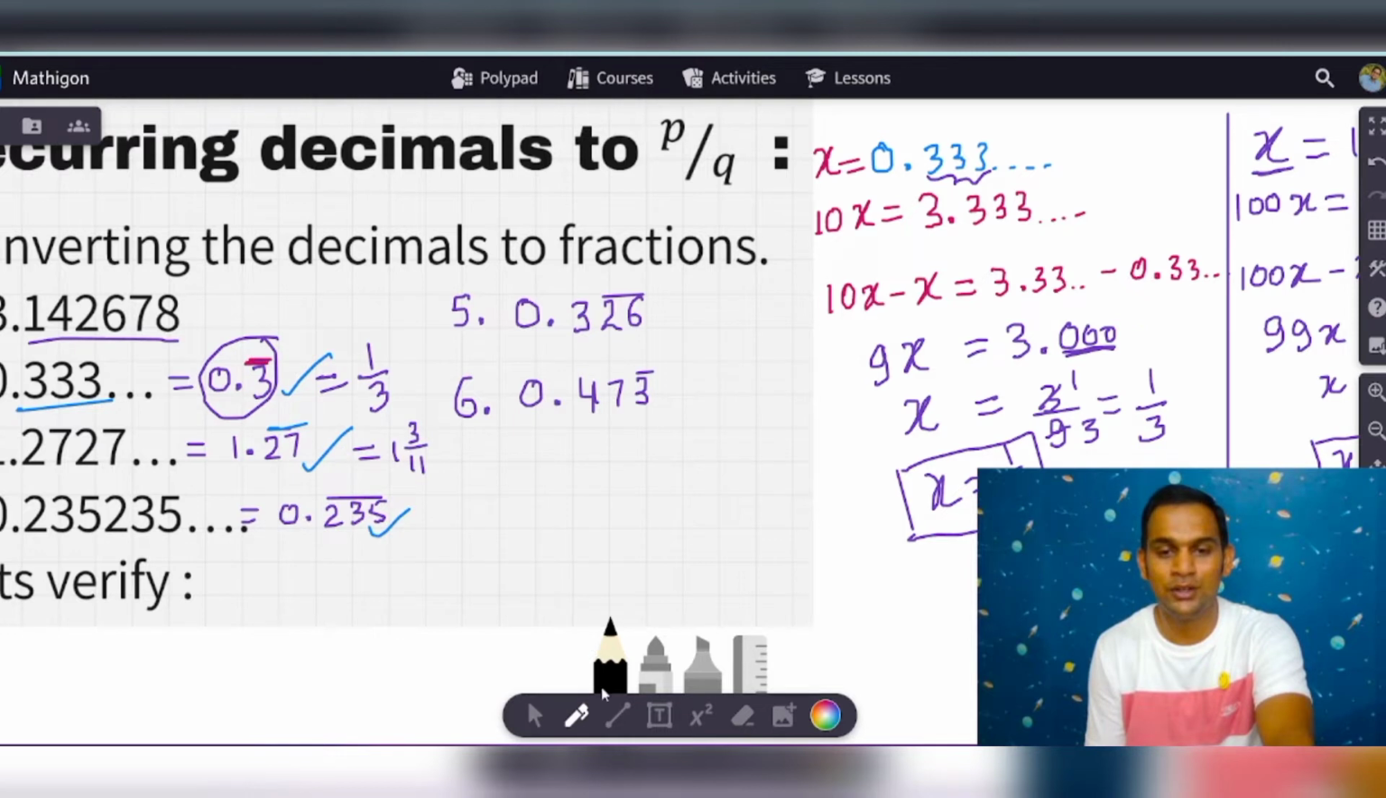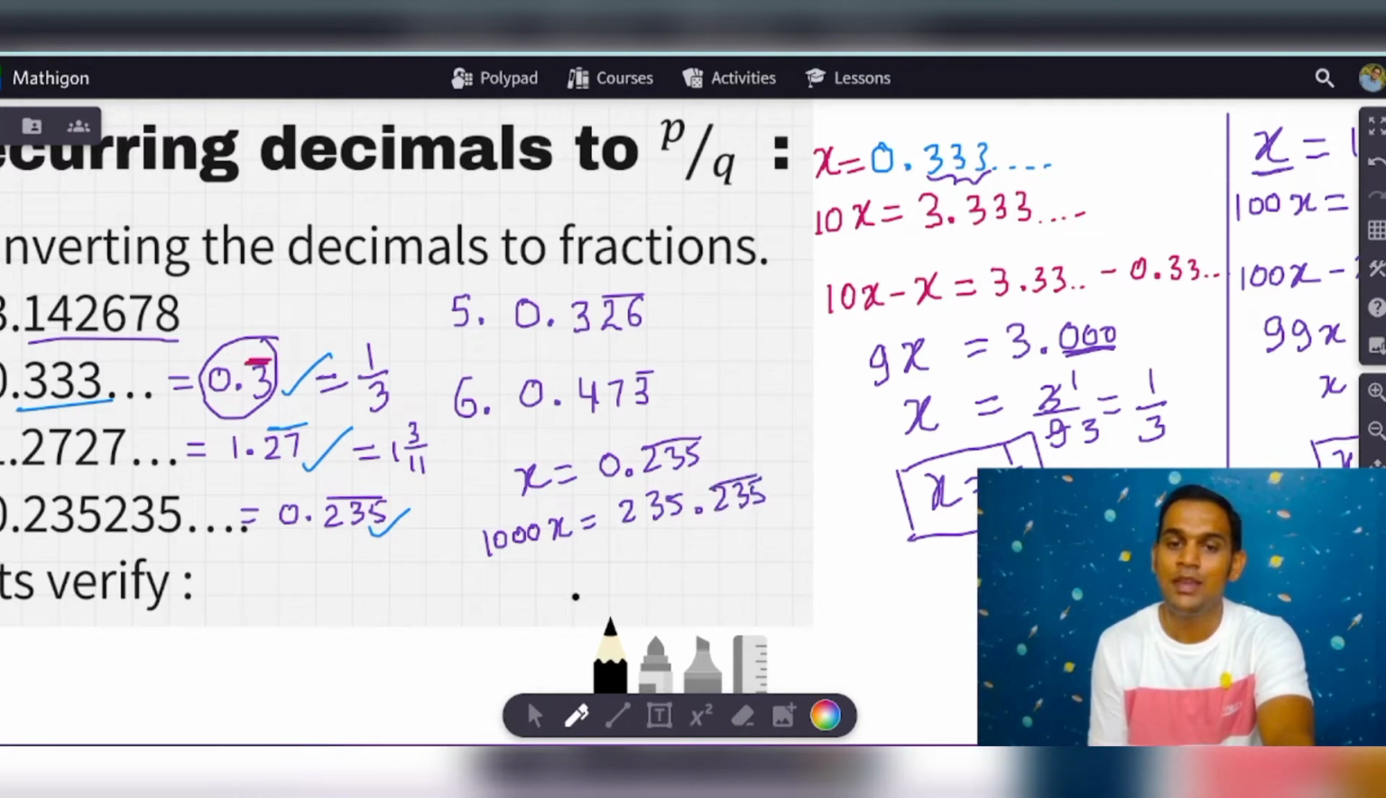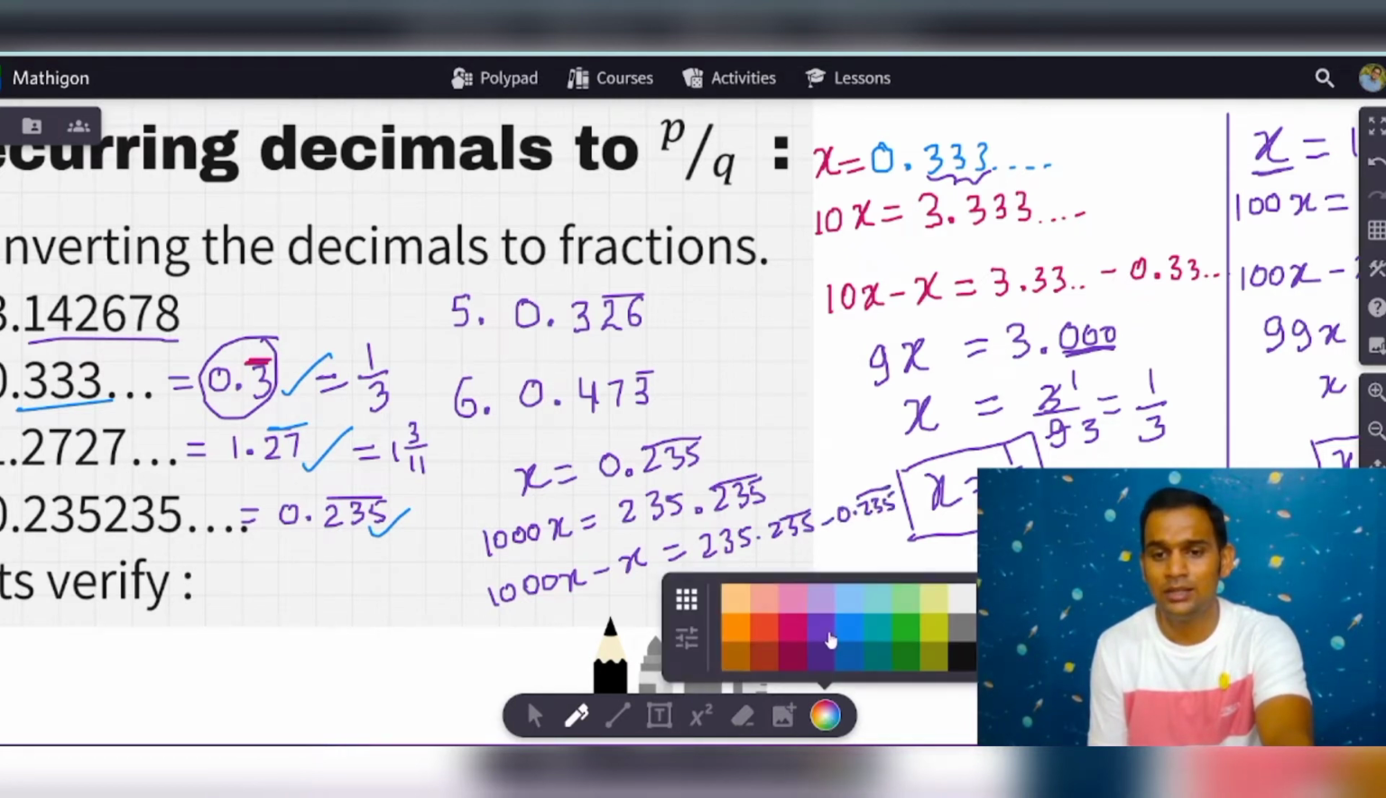Similarly, if we go for this one, x equals 0.235 bar. Since there are 3 decimal places which are repeating, we must multiply by 1000, so 1000x will be 235.235 bar. When we subtract 1000x minus x, I'm doing it a little bit fast because we have already understood it. So 235.235 bar minus 0.235 bar, and then you can subtract it.